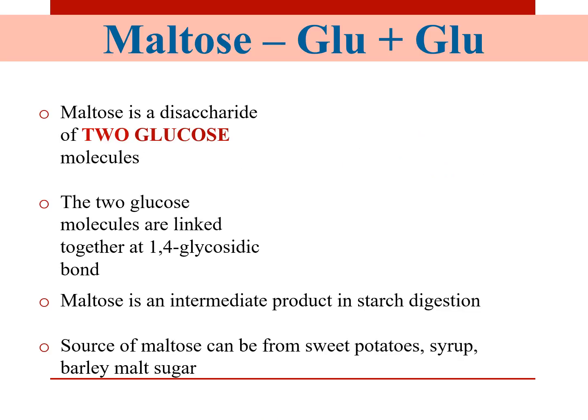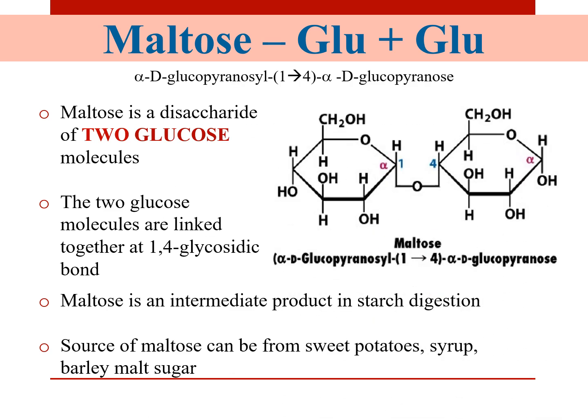The information I already provided in a previous slide. So this is how maltose looks like, and as I said, alpha 1,4 glycosidic bond. Maltose is an intermediate product in starch digestion. So when you break down this bond, you will get glucose. And it is sweet, and therefore it is used in candy making. And you can extract it from sweet potato, syrup, barley malt, sugar.